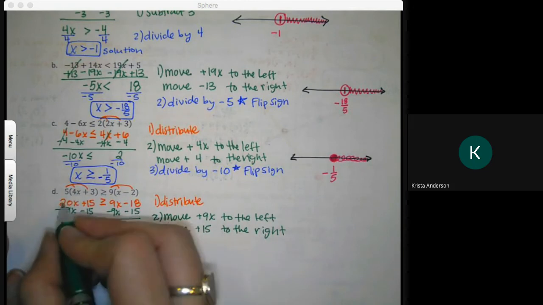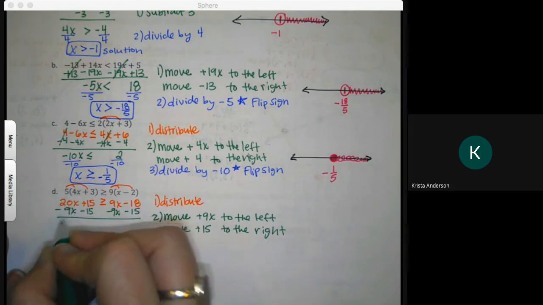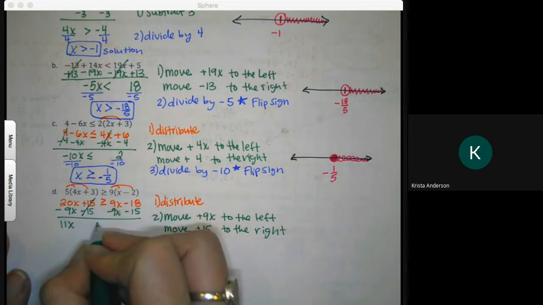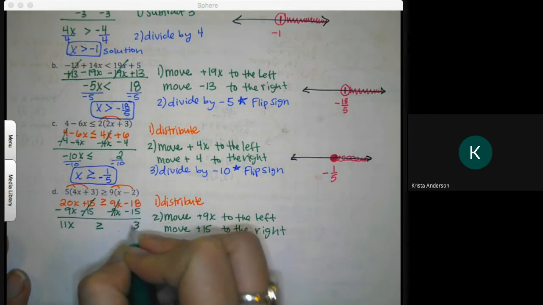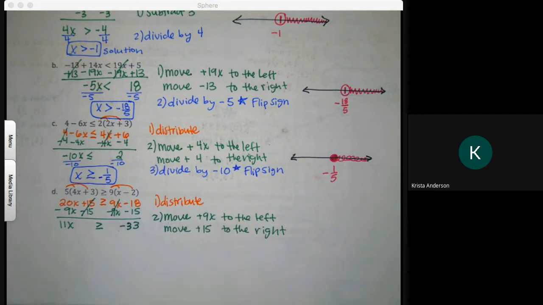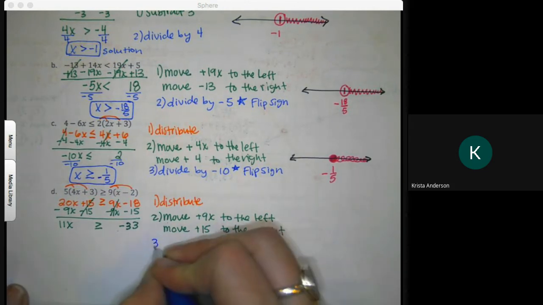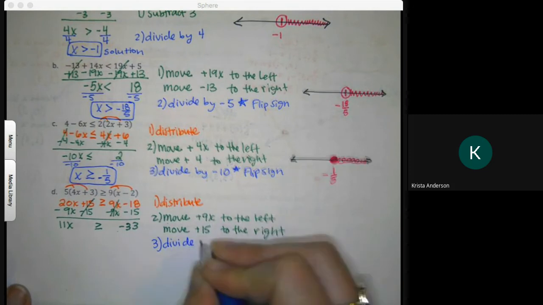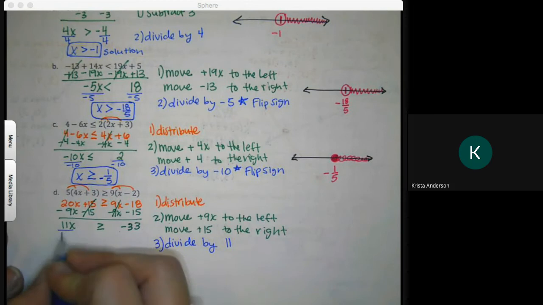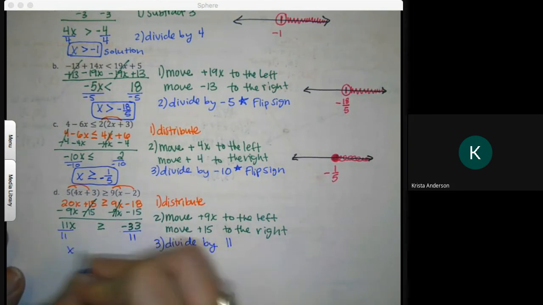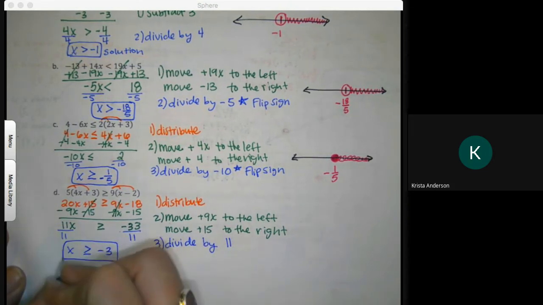That gives me 20, 19, 18, 17. That's gone. Gone. 8, 9, 10, 11, 12, 13. And they're negatives. Negative 33. Third step, divide by 11. If I divide by 11, do I need to flip the sign? I do not. It's a positive number. It won't flip my sign. Negative 33 divided by 11 is negative 3.